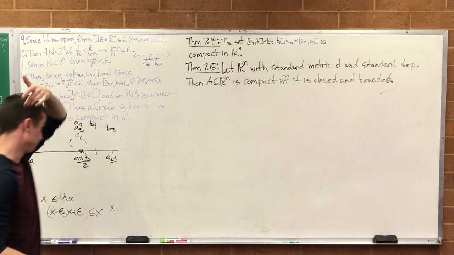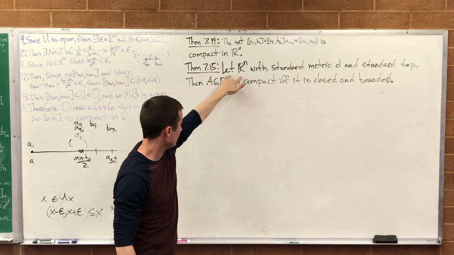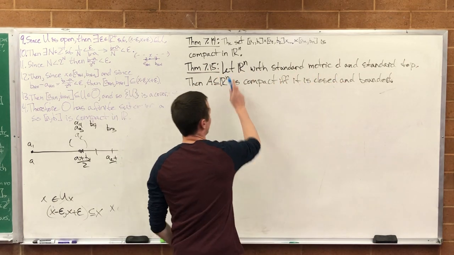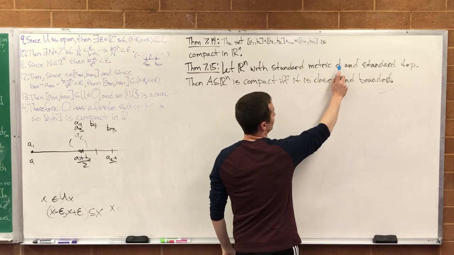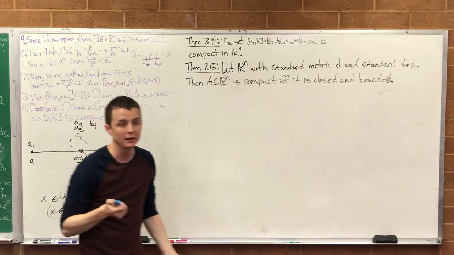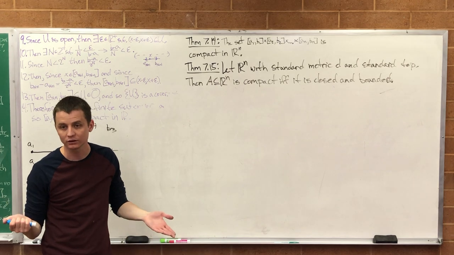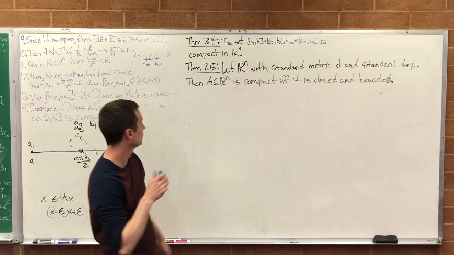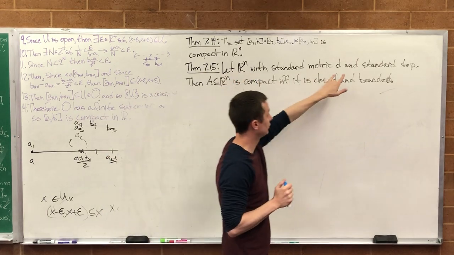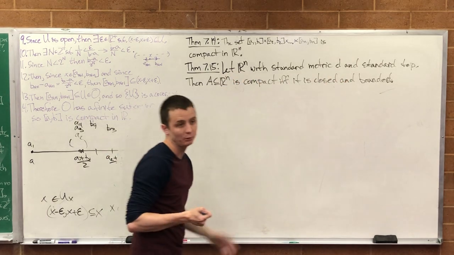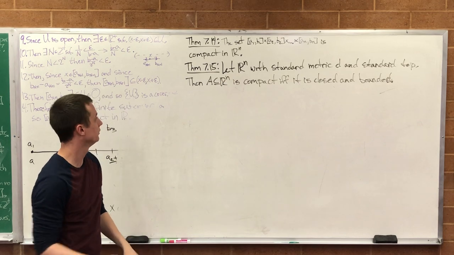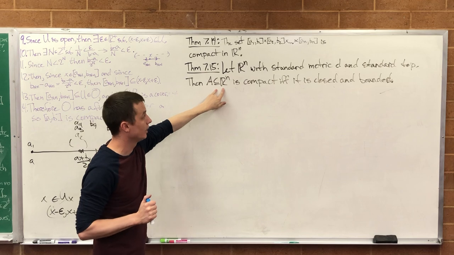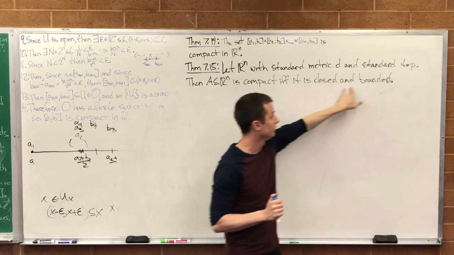Anyways, so let's prove this. Let Rn with the standard metric D, the standard metric in Rn, which is just the Euclidean metric, as we know. Distance, that's what we're talking about. So let Rn have the standard metric D and the standard topology, which you inherit from the standard metric. Then A as a subset of Rn is compact if and only if it's closed and bounded.